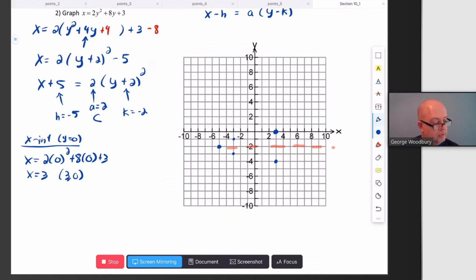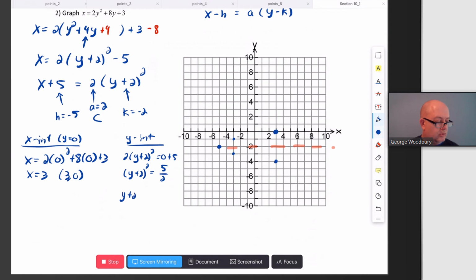The y-intercept where x equals 0. And I'm going to use the second equation to do this one. 2 times y plus 2 squared equals 0 plus 5. 0 plus 5 is just 5. I'll divide over the 2. Y plus 2 squared equals 5 halves.